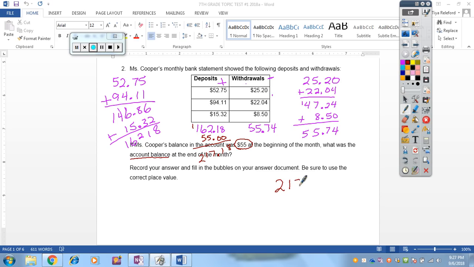And I end up with 217. That's my positives, minus $55.74. This is what goes in your griddable.